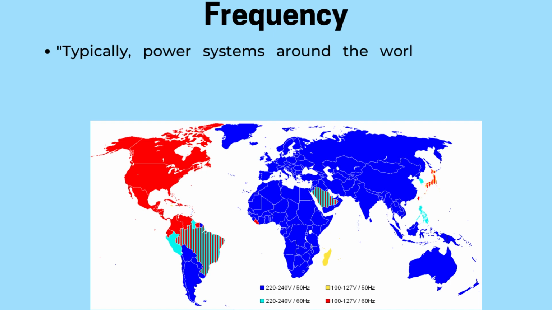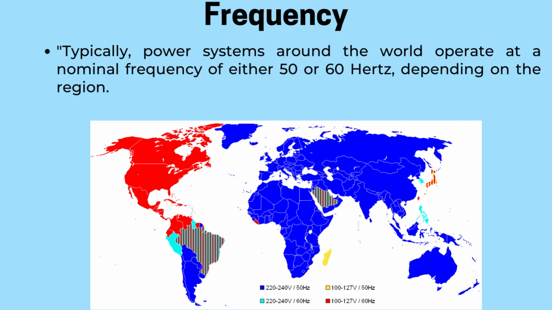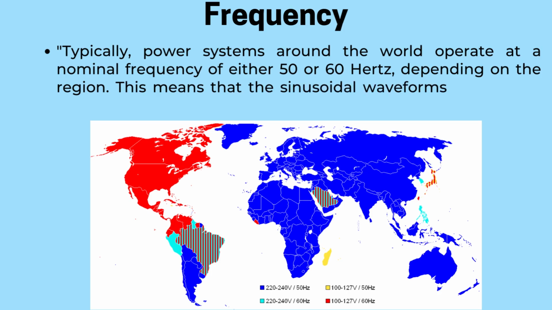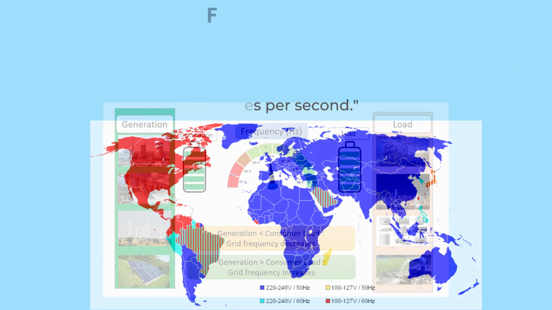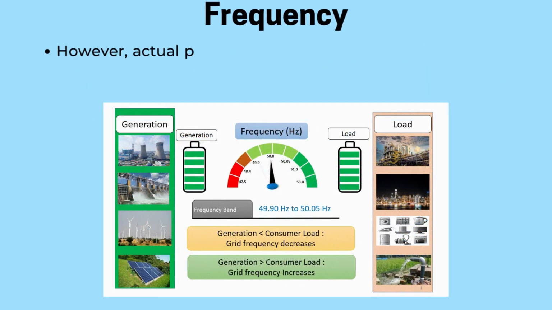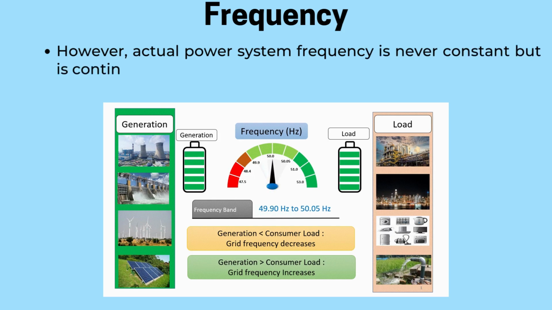Typically, power systems around the world operate at a nominal frequency of either 50 or 60 Hz, depending on the region. This means that the sinusoidal waveforms complete a full cycle 50 or 60 times per second. But here's where it gets interesting. Despite having a nominal frequency, the actual frequency of a power system is never constant. It fluctuates and varies continuously, much like the ebb and flow of tides.